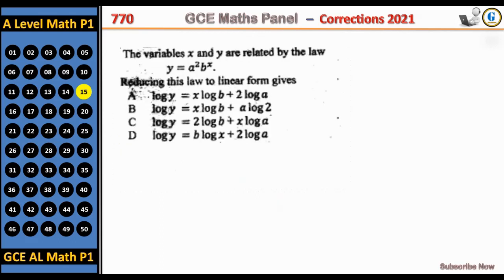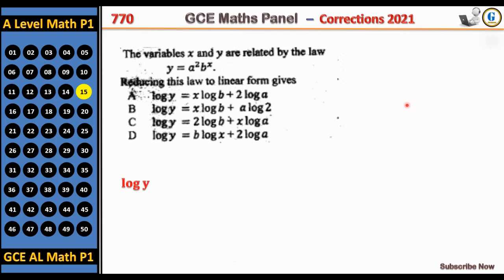Question 15. The variables x and y are related by the law that... Reducing this law to linear form gives... So we just take log on both sides with this type of law. We take log on both sides. This one you see, I've seen mostly in sketching curves and various relationships of equations or linear relationships.